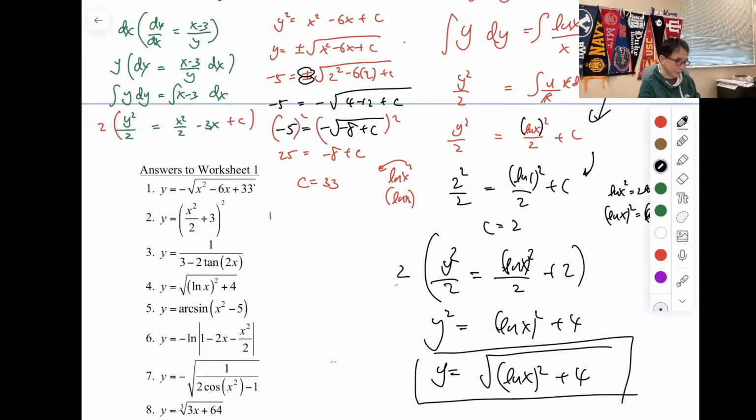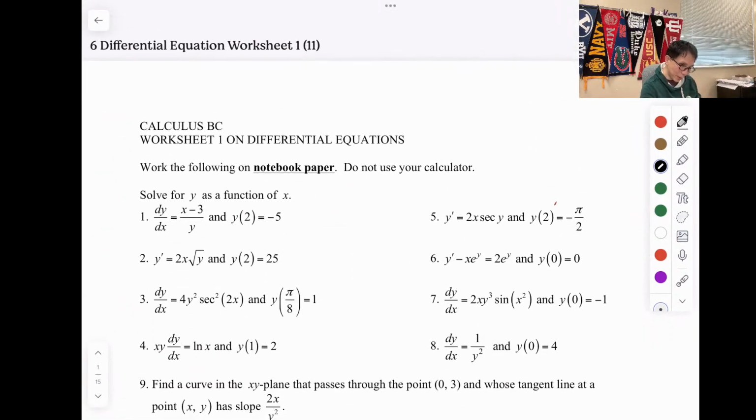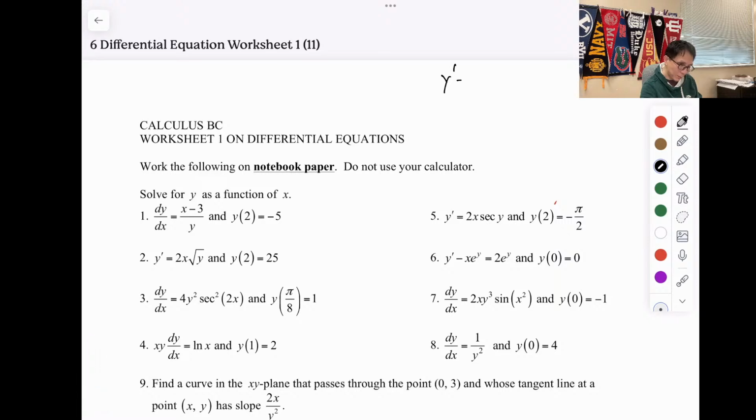Does that make sense? Another one that everybody's debating about is y prime minus x e to the y equals 2e to the y. This one's actually interesting because it's actually harder. This one looks more like differential equation questions, and this is a y prime.